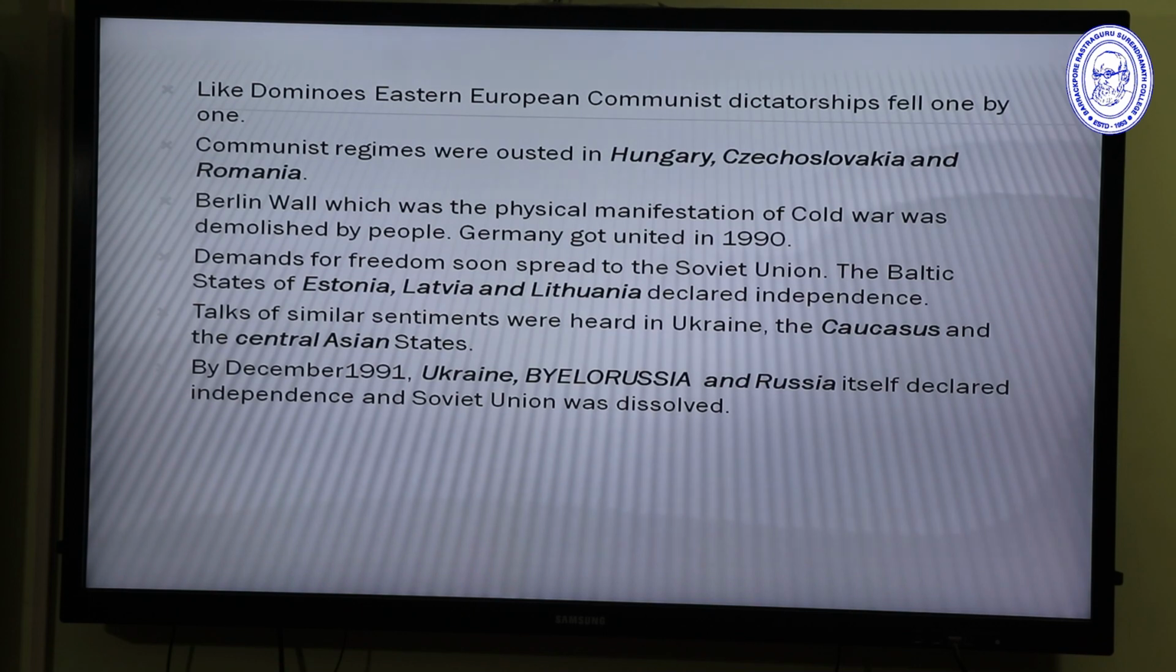So the present-day Kazakhstan, Uzbekistan and the Central Asian countries became independent after 1991, after the disintegration of the Soviet Union. By December 1991, Ukraine, Belarus and Russia itself declared independence, and the Soviet Union was dissolved. So from 1946 up to 1991, in the Cold War, two superpowers were there; it was bipolar. With the disintegration of the Soviet Union, one power lapsed, and there is only one power now, with no power to check the United States of America. So with the disintegration of the Soviet Union, we can say the Cold War ended.